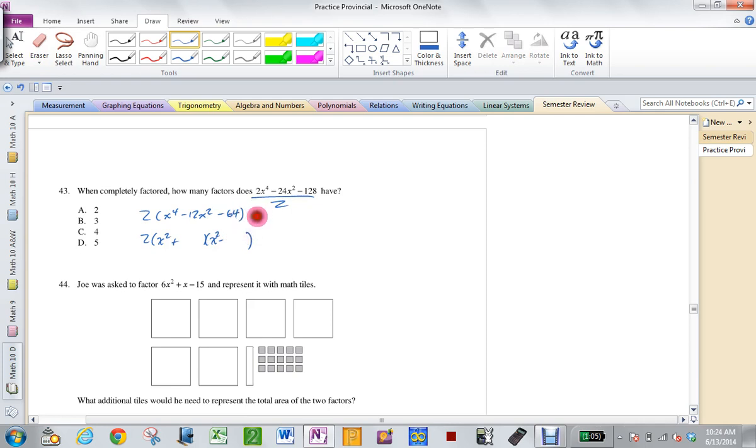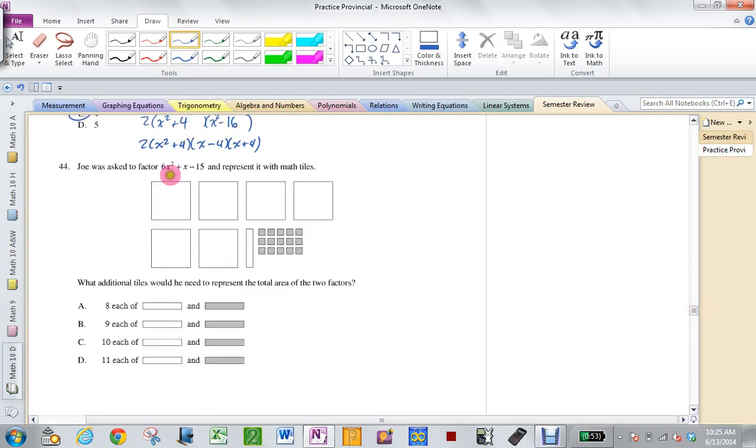And I had to add to negative 12 and multiply to negative 64. What is it? Well, it's 16 times 4. But it's got to be 16 positive minus 4. No, that would be positive 12. I need plus 4 minus 16. And I look like I'm done, but I'm not, because that's squared minus the squared. So I factor again. X squared plus 4, x minus 4, x plus 4. And I see there is one factor. There is two factors. There is three factors. There is four factors for 43. C.